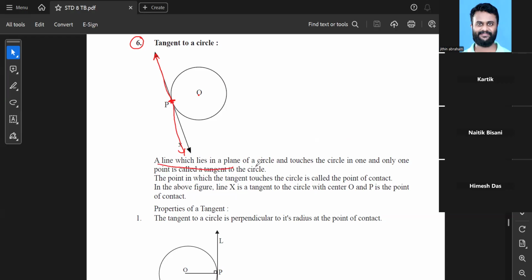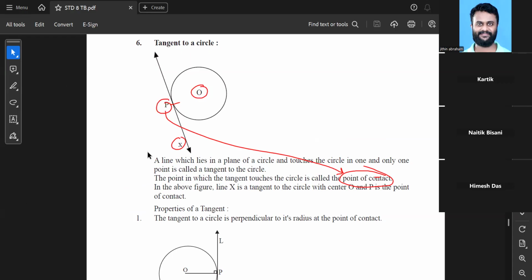A line which lies in the plane of the circle and touches the circle at one and only one point is called a tangent. The point at which the tangent touches the circle is called the point of contact. So this particular P in this case is the point of contact. In the above figure, line X is a tangent to the circle with center O, and P is the point of contact.